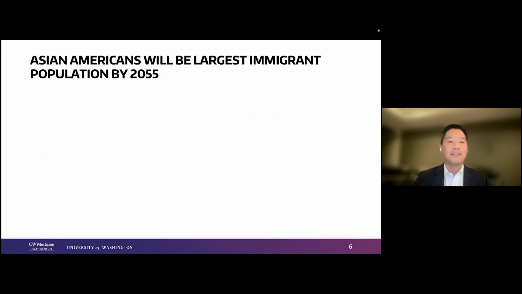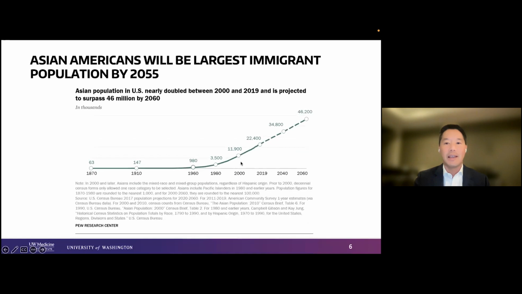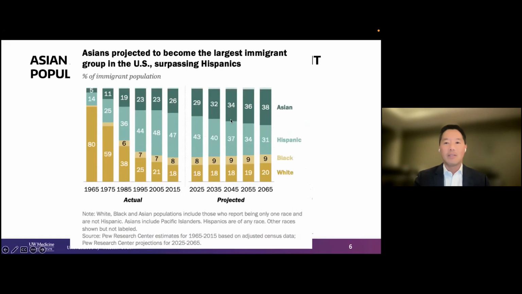This is summarized and highlighted here. You can see that we have seen a dramatic increase in the Asian population between 1980 and 2019, and you can see that projection for 2060. And then when we look at these projections, you can see Asian Americans are gradually increasing in their distribution as the immigrant population. And you see that by 2055, Asians will surpass Hispanics as the largest immigrant group in the United States.